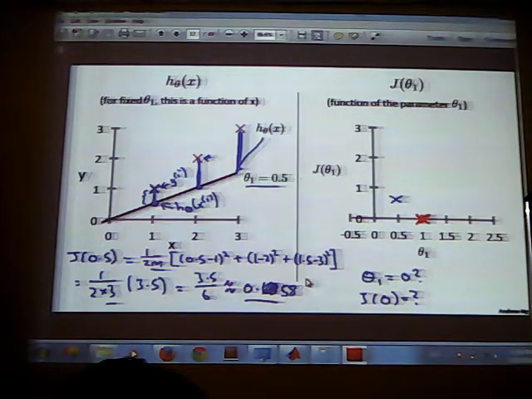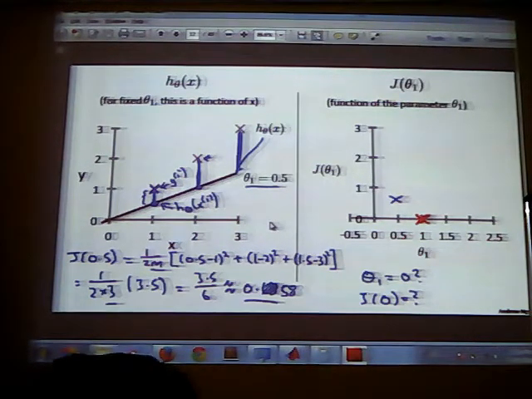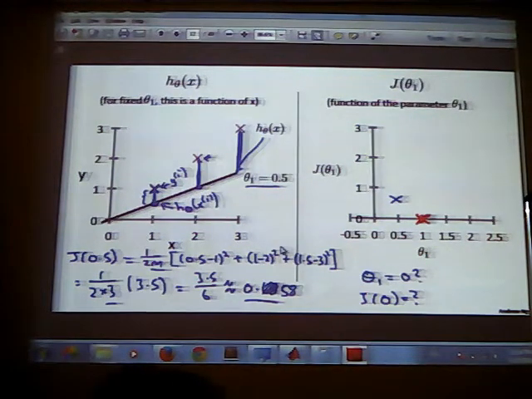Okay, so the line will start from 0 and it will be like this, and the difference is going to be this. This is the difference. Here the difference is 0.5 minus 1, and in the cost function we try to minimize this difference only.